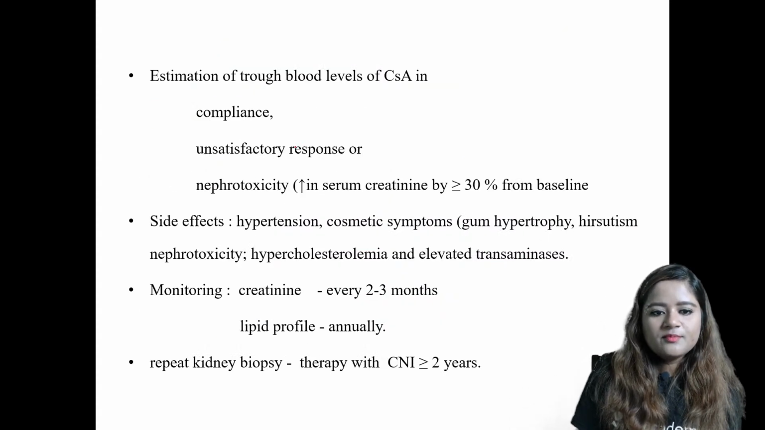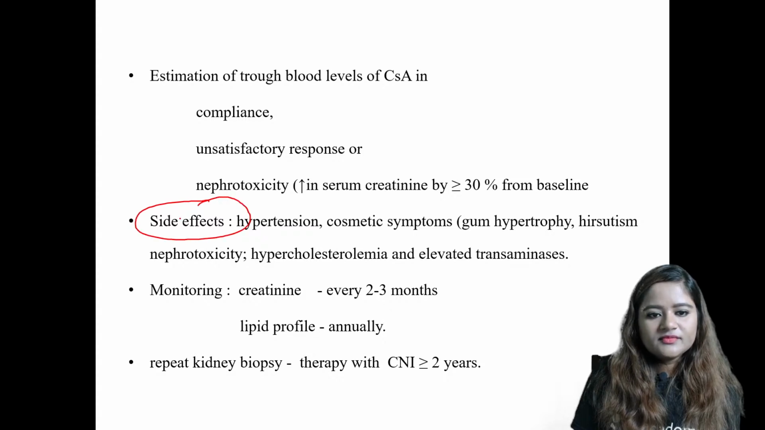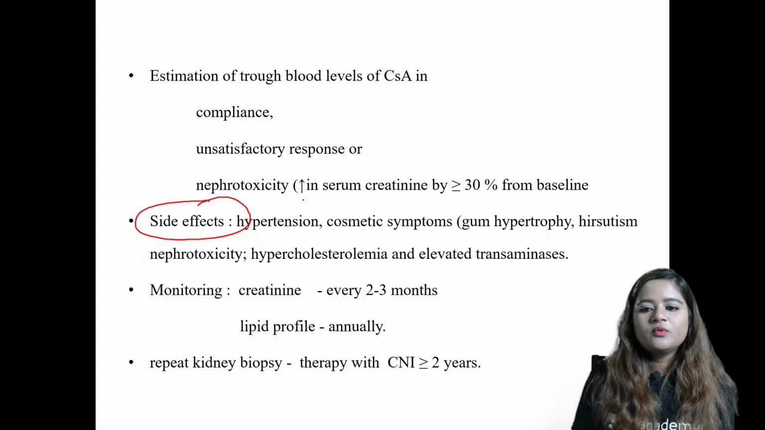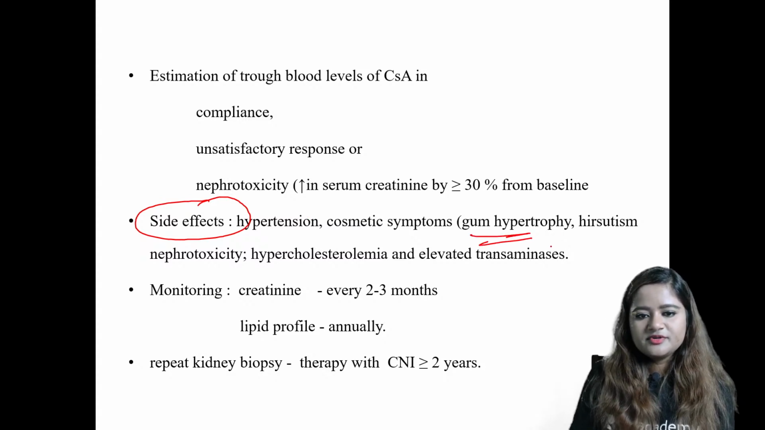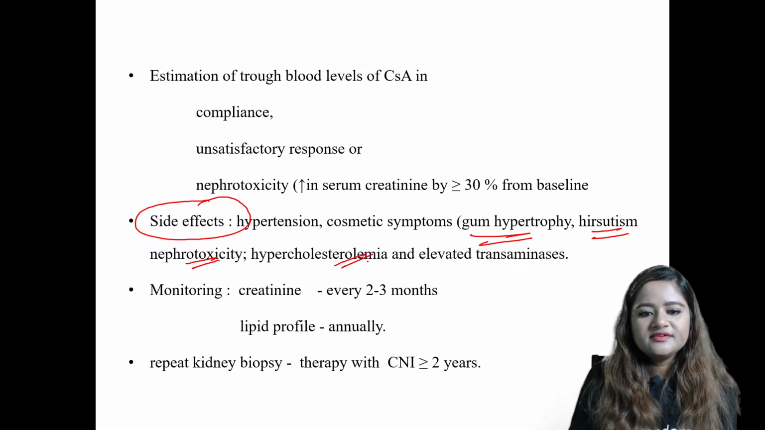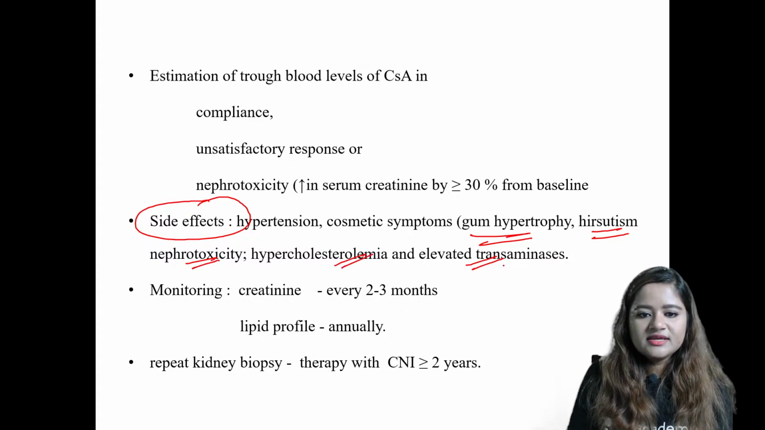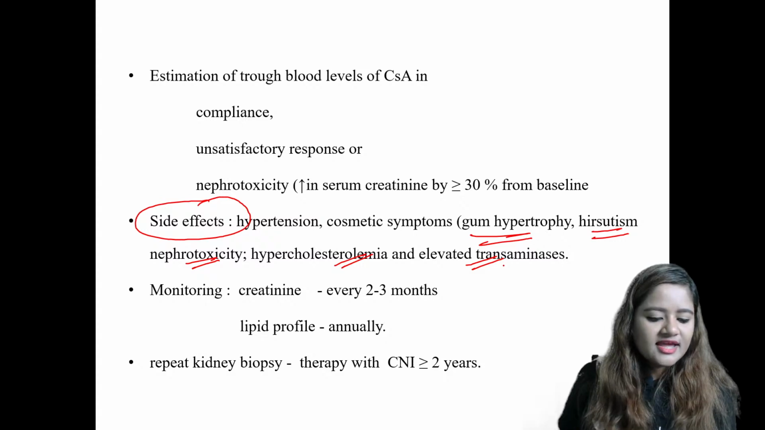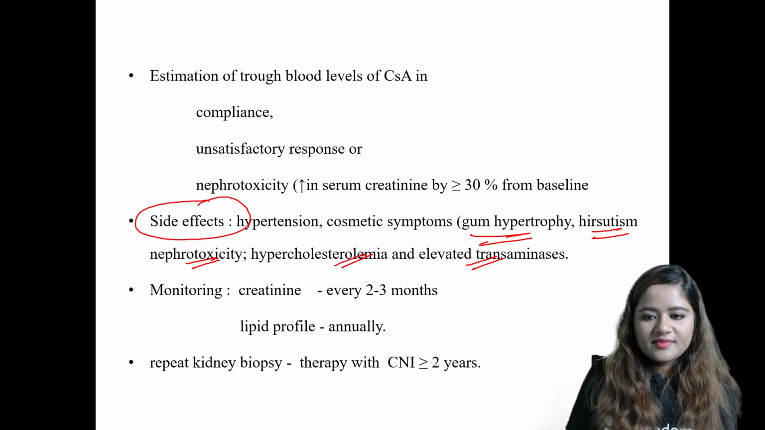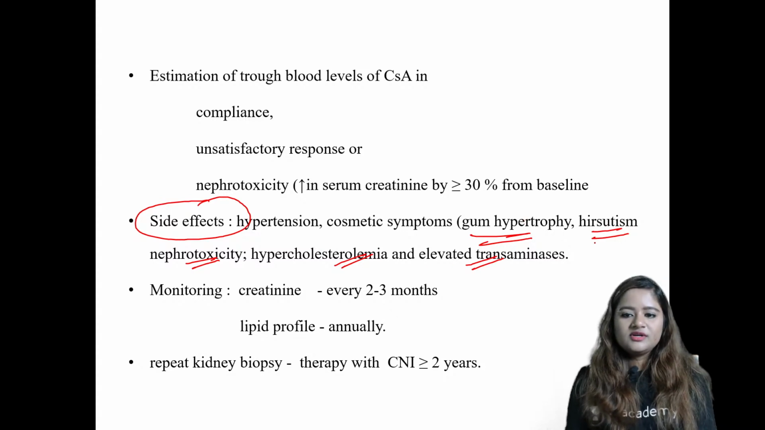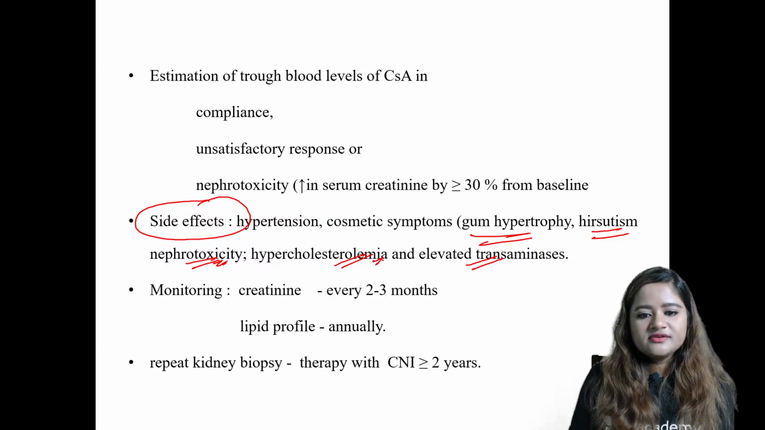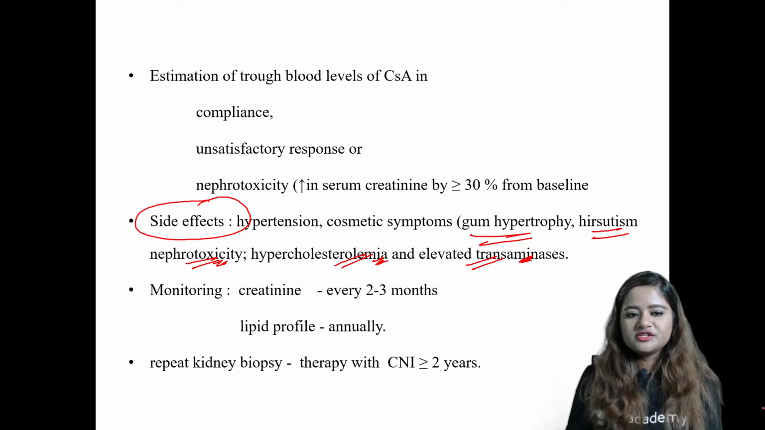So what are the important side effects? Side effects of cyclosporin, you all must have read it in pharma also. Very important: gum hypertrophy, hirsutism, nephrotoxicity, and elevated liver and lipid profiles. Please remember these important things. Cyclosporin increases gum hypertrophy, it causes hormonal disturbances causing hirsutism, it causes renal toxicity, it can increase cholesterol, and it can increase your liver functions also.